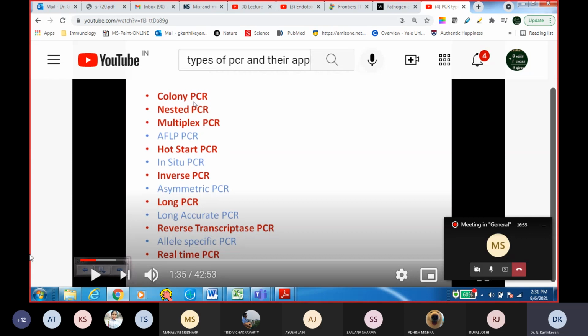So obviously, when it comes to mammalian cells or eukaryotes, people will use RNA as the starting material. They will use reverse transcriptase to reverse transcribe the RNA into DNA, and then they will start the PCR. That is why this is called reverse transcriptase PCR.